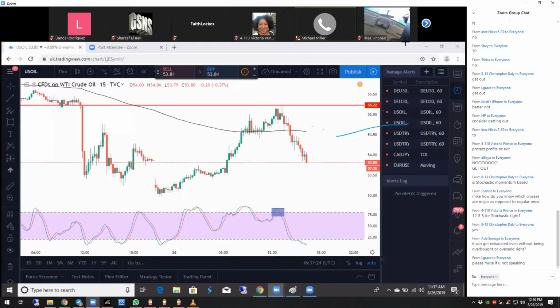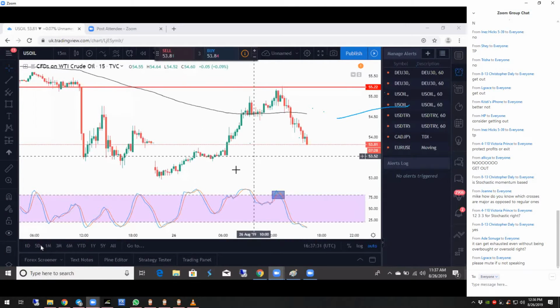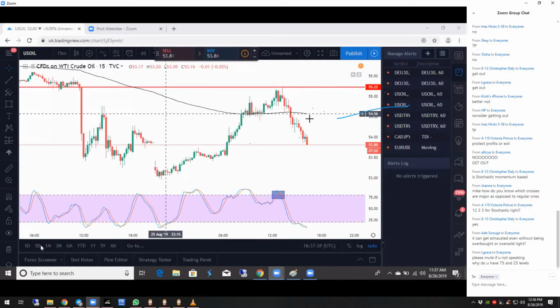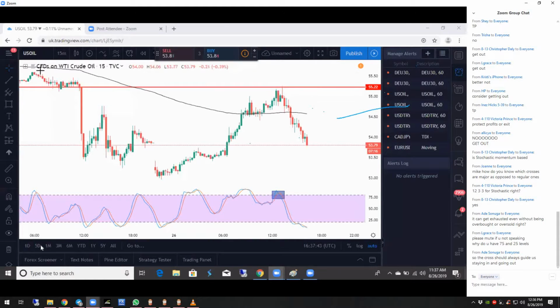How do you know which cross is a major one as opposed to a regular one? You still want to look at all your major areas as well, such as your support and resistance. Anytime you look at support and resistance, or you have something like a 200 or 800 EMA, rejection and stuff like that, and you get crosses, you know it's valid then. It should always guide you staying in and going out.